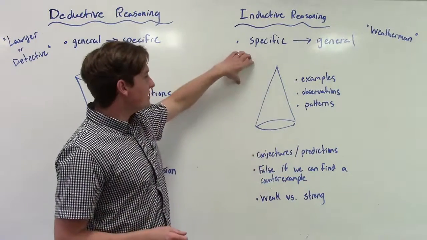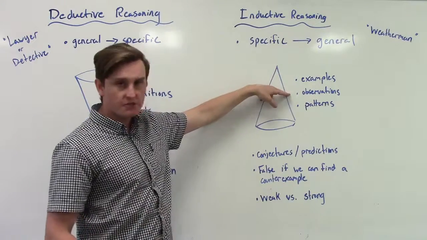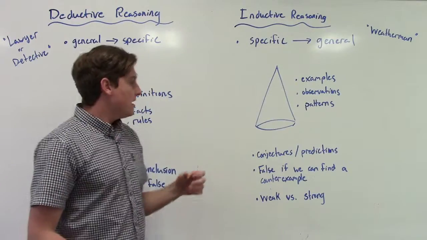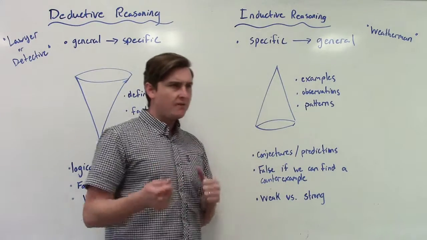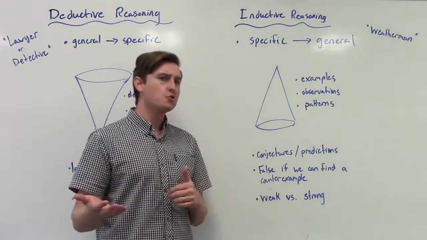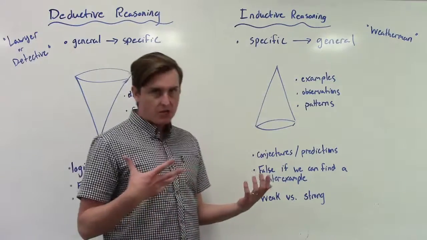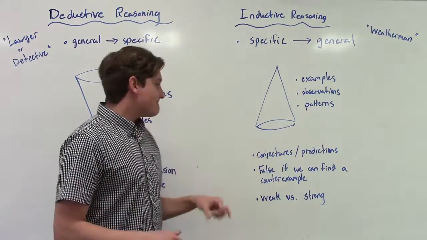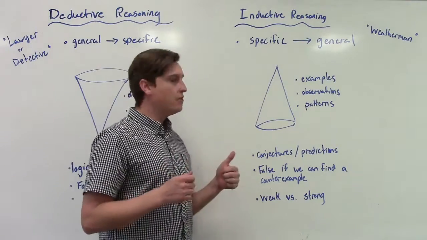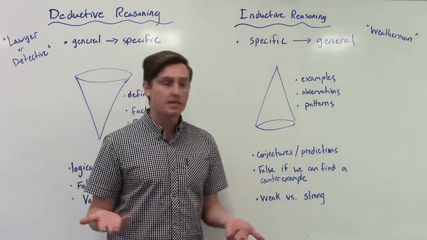So inductive reasoning is all about gathering examples or observations and trying to find patterns and then extend those patterns. Once we feel like we found a pattern, we're not sure if that's true, but we make a guess. We say, I think this is true. And that's called a conjecture or a prediction. Sometimes in science we call it a hypothesis. But as soon as we find a counterexample, then we know that that observation must not have been true, or that pattern must not have been true.